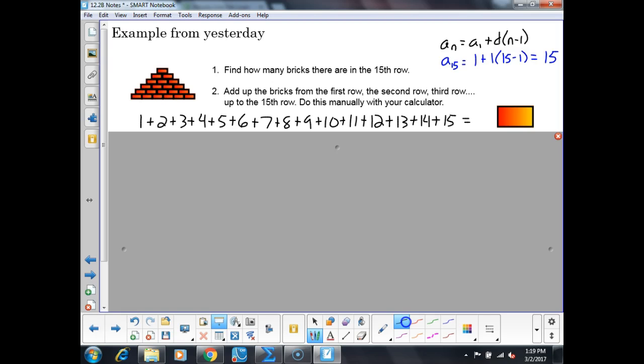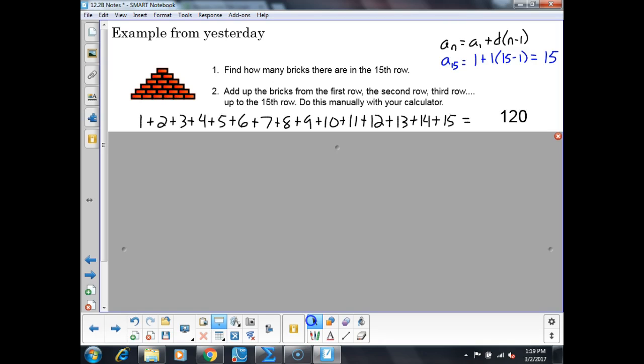What you got? I get 1 to 1, right? 1 plus 2 is 3, plus 3 is 6, plus 4 is 10, plus 5 is 15, plus 6 is 21, plus 7 is 28, plus 8 is 36, plus 9 is 45, plus 10 is 55, plus 11 is 66, plus 12 is 78, plus 13 is 91, plus 14 is 105, plus 15 is 120. Okay? Right?